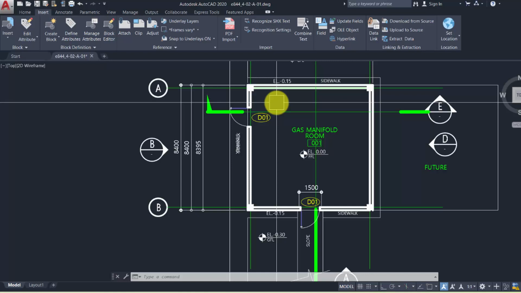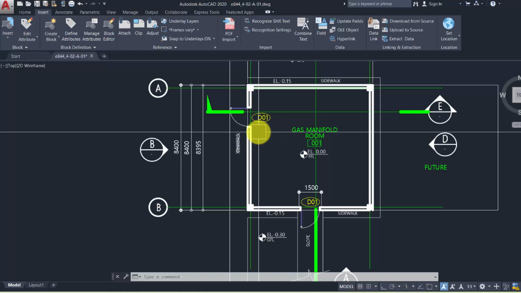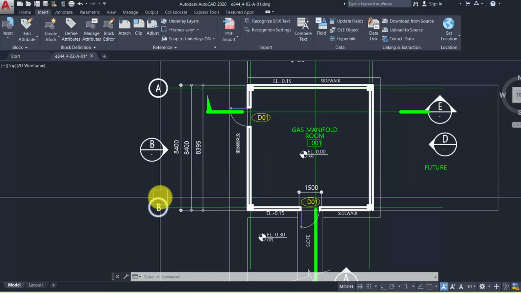So the drawing is already telling you, you just need to know how to listen, that this 8400 means when you go on the site, you take a measuring tool and you need to measure the 8400 that is written on that particular drawing.